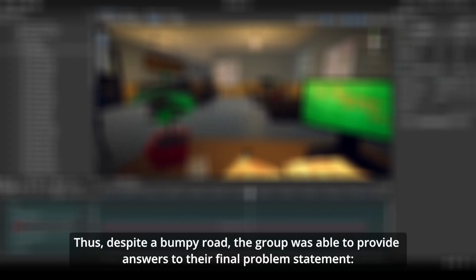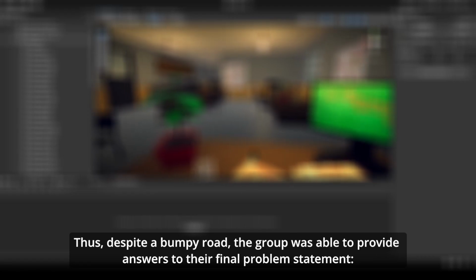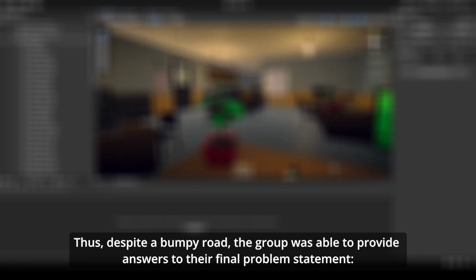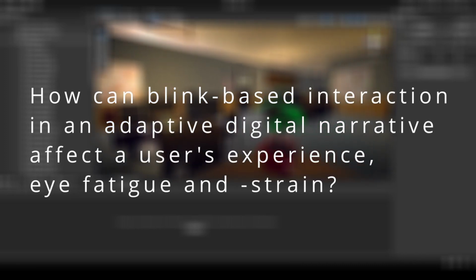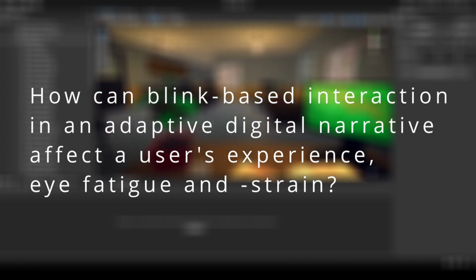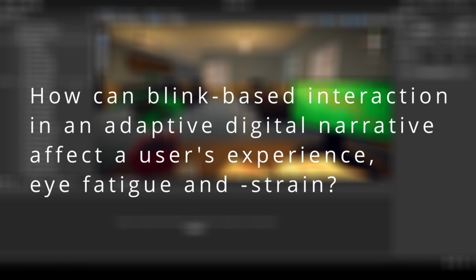Thus, despite a bumpy road, the group was able to provide answers to their final problem statement. How can blink-based interaction in an adaptive digital narrative affect a user's experience, eye fatigue, and strain?